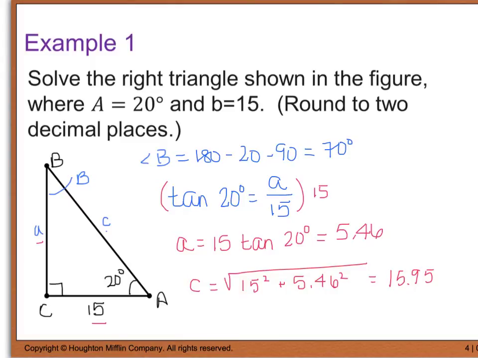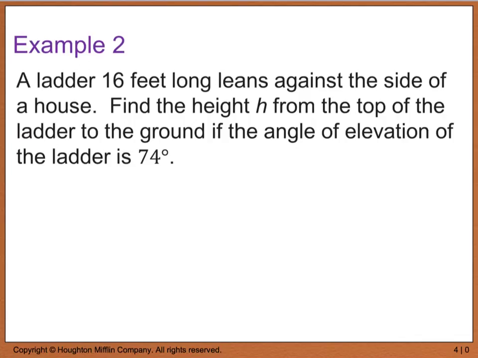So by solving, I was able to identify my angle B and my side length C as well as side length A. Next is example 2, which says a ladder 16 feet long leans against the side of a house.